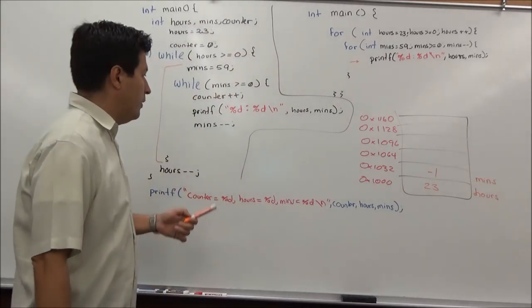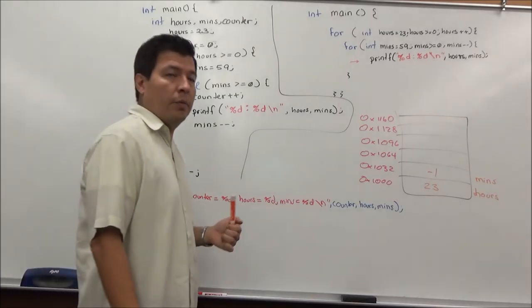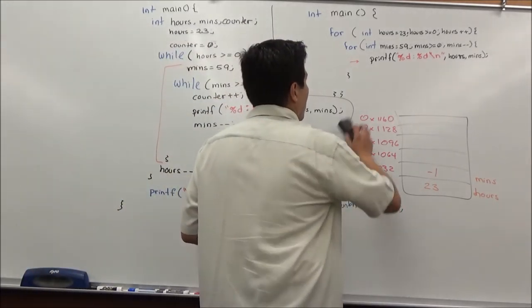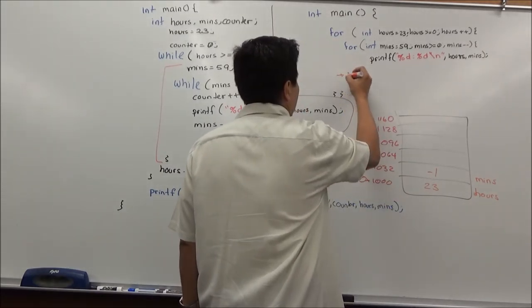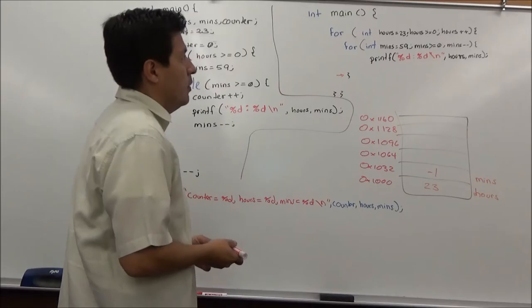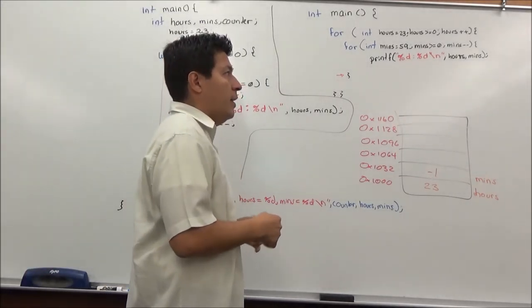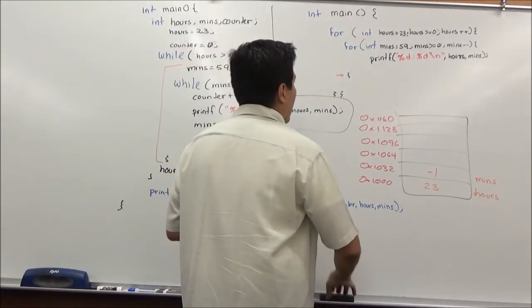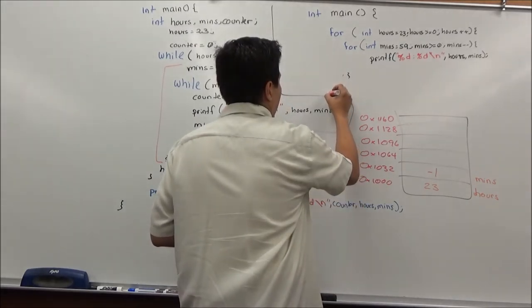Because it's the same thing as here. I make my exit, make my end of the loop. So when it reaches that, this is this one, right? And then I'm done with the for loop, right? I did it 60 times. Minutes is negative one, it exits my loop, and then it goes to the next curly bracket, which is here.